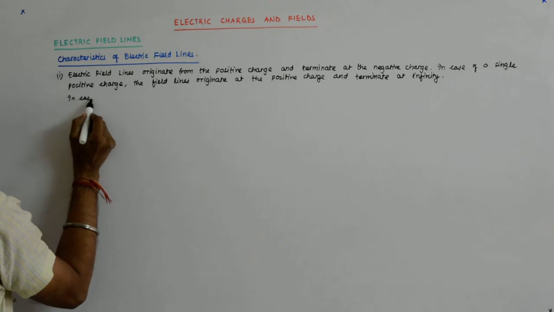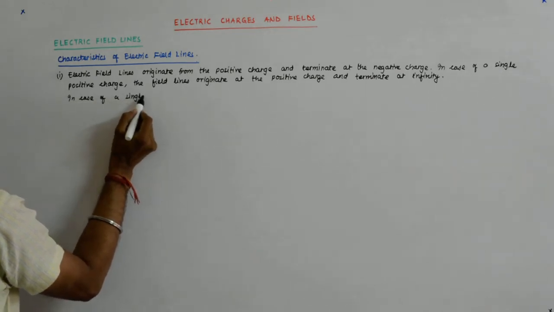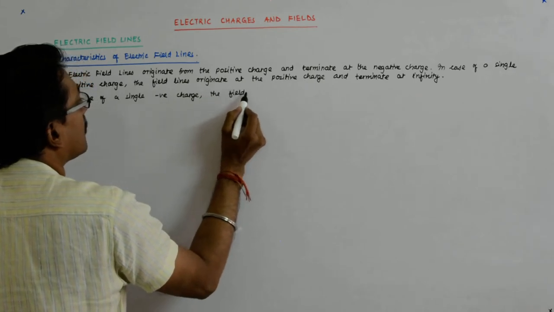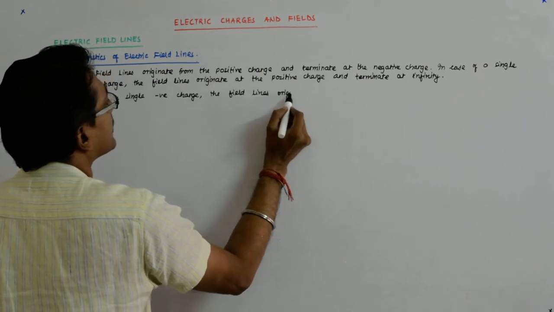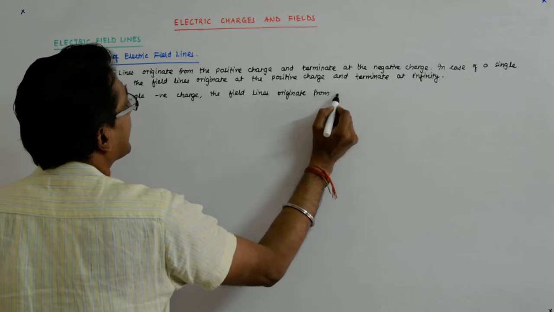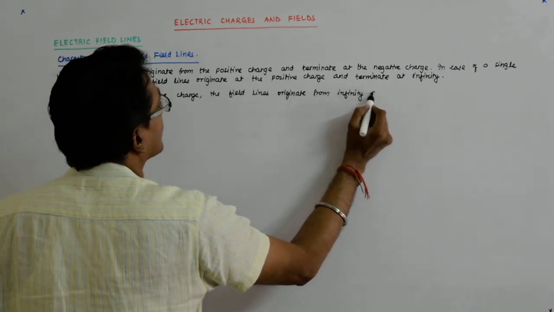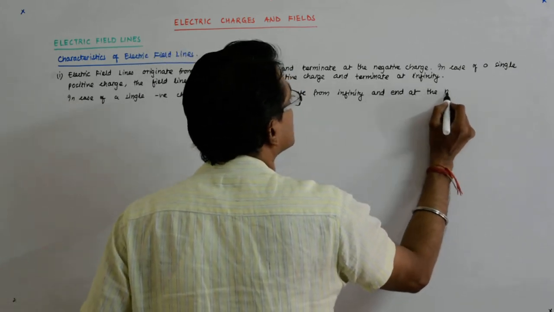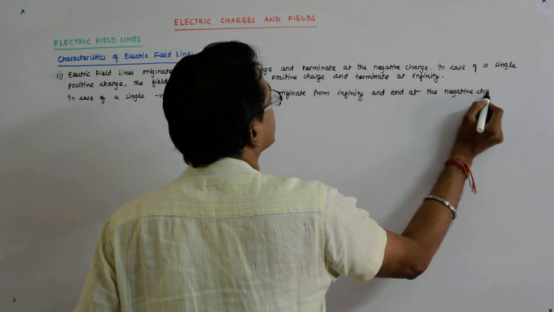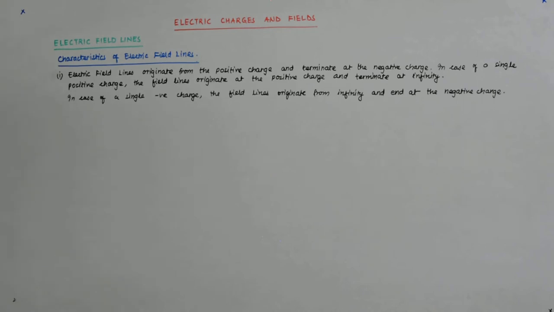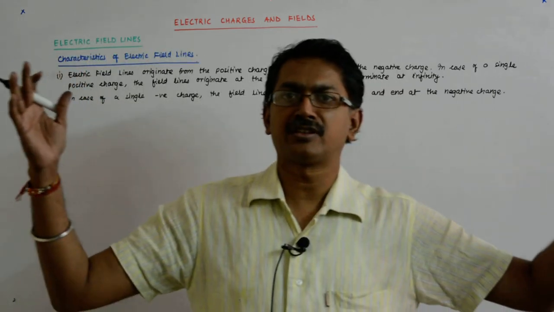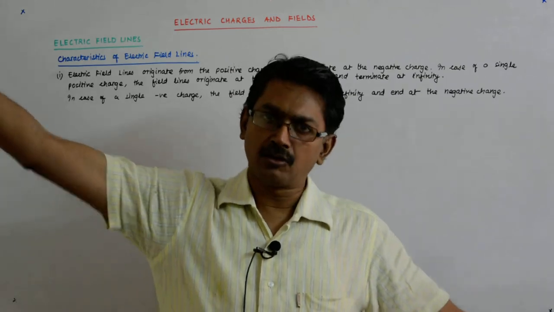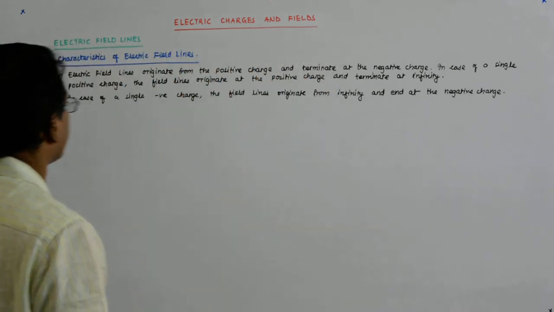In case of a single negative charge, the field lines originate from infinity and end at the negative charge. In case of a single negative charge, they seem to be originating from infinity. That means we can think as if the positive charge resides at infinity. It is still originating from a positive charge and terminating at the single negative charge, right?